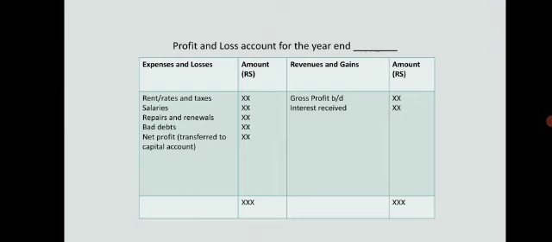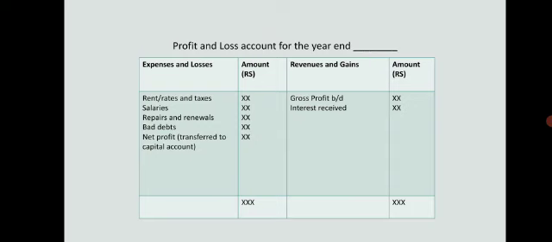So we enter all expenses on the debit side, which are: rent, rates and taxes, salaries, repairs and renewals, bad debts, printing and stationery, discount paid, discount allowed, interest paid. Then we have advertisement, sales expenses, traveling expenses, office expenses, etc. So all expenses and losses, a loss might be loss by fire, we enter on the debit side.